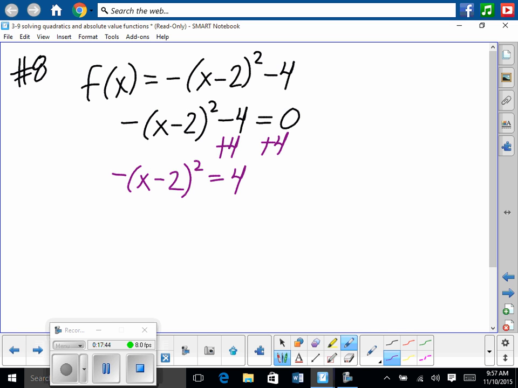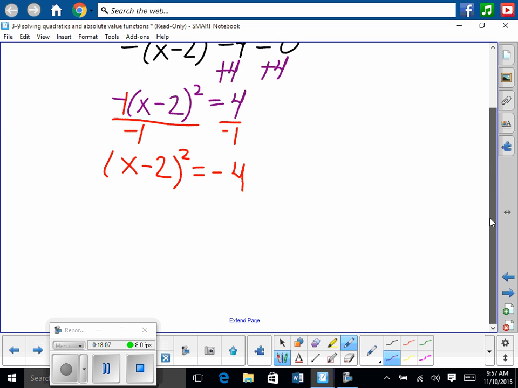So then what will we do? Very good. The first thing we would do before we square root it, that would be bad to square root it right here. We've got to isolate that x minus 2 squared completely. So we'll divide both sides by negative 1. So we have x minus 2 squared is equal to negative 4, right? So then what will we do? Square root both sides of the equation. Root cancels out the power. x minus 2 is equal to plus and minus what?